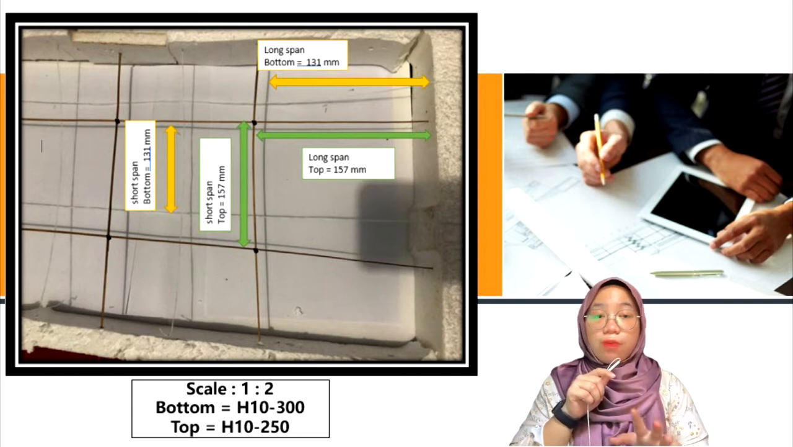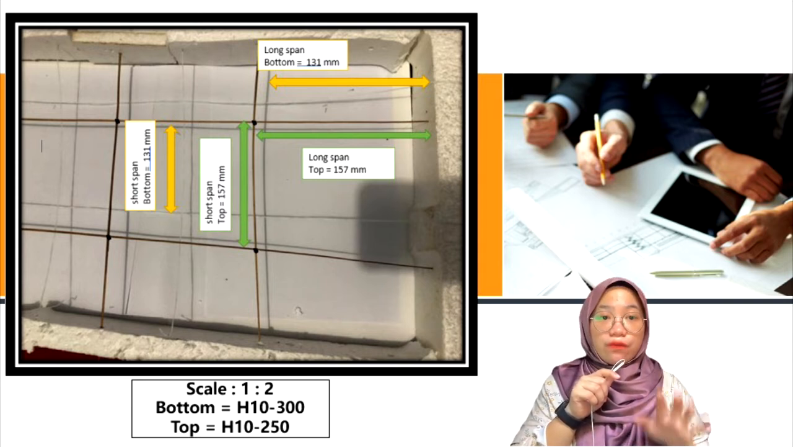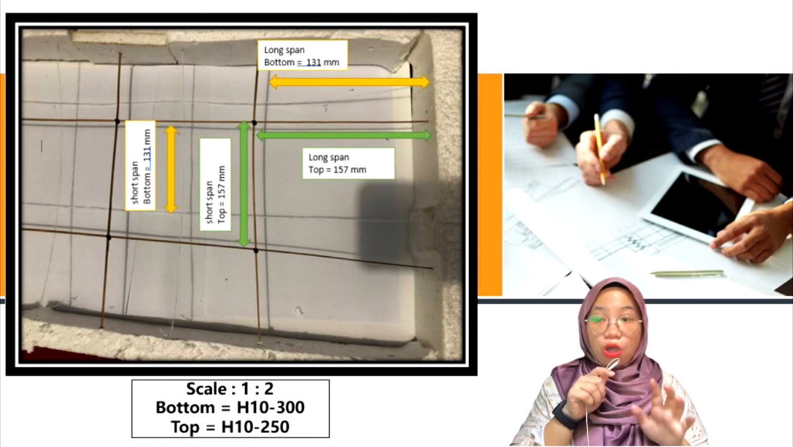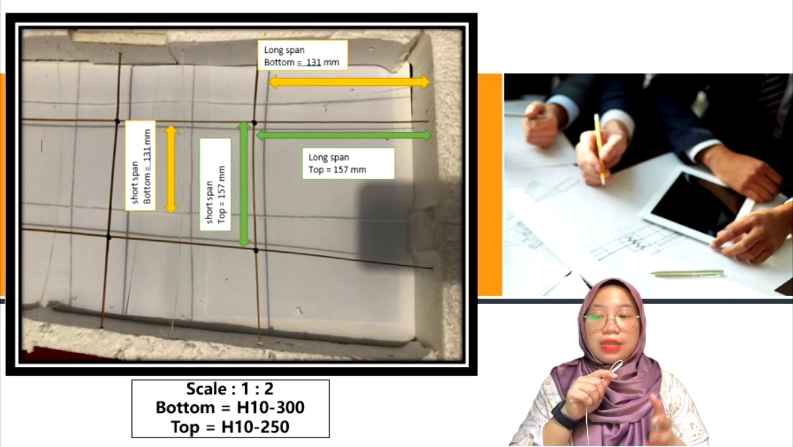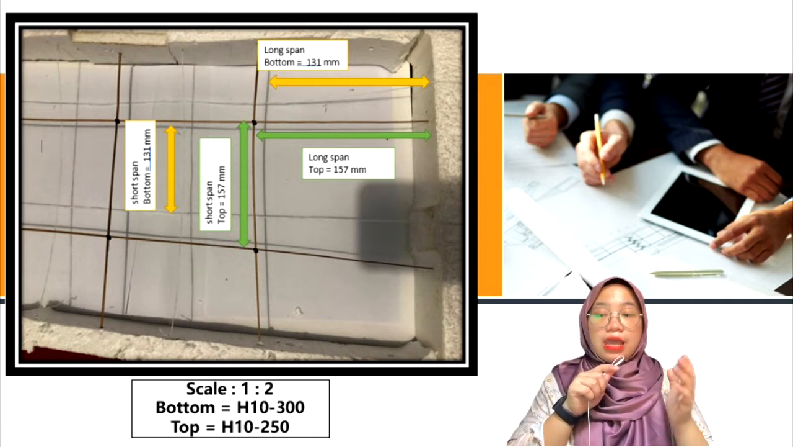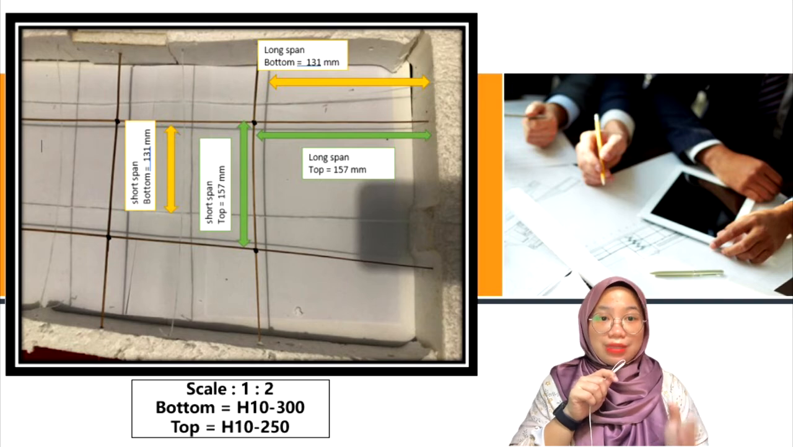For long span top, the distance is 157 mm and short span top is also 157 mm. For reinforcement at the bottom for long span is 131 mm and short span bottom is also 131 mm.